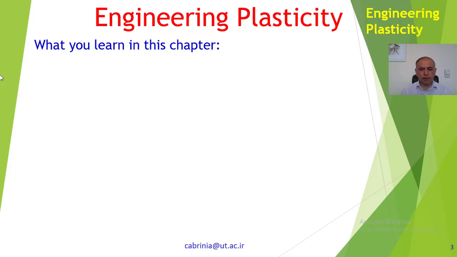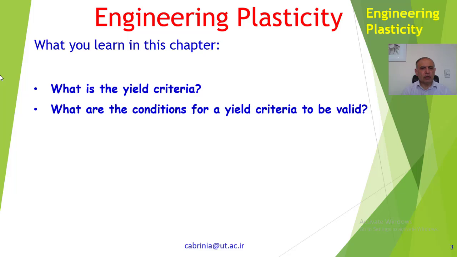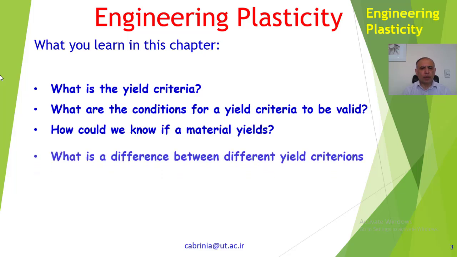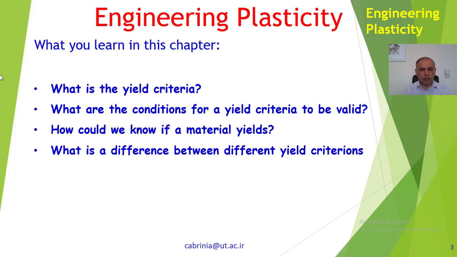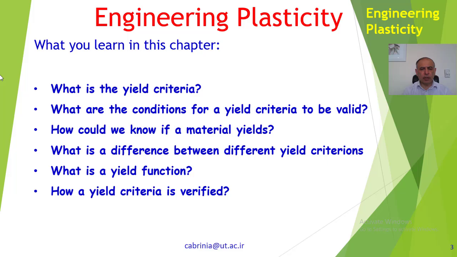What do we learn in this chapter? We want to answer these questions. What is the yield criteria? What are the conditions for a yield criteria to be valid? How could we know if a material yields? What is the difference between different yield criterions? What is a yield function? How is a yield criteria verified?